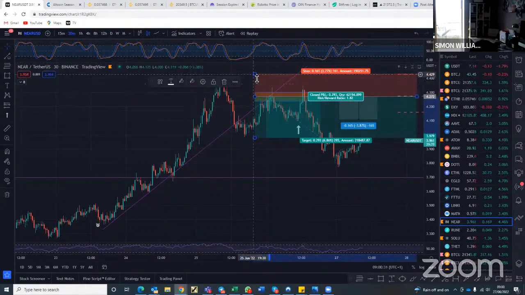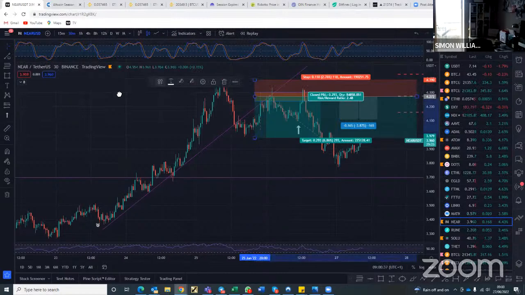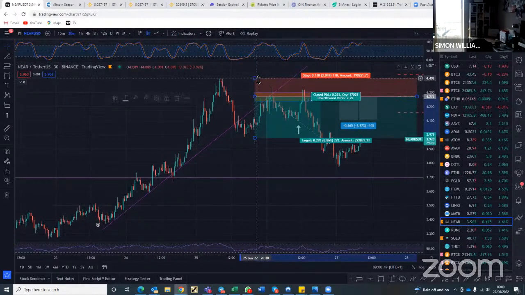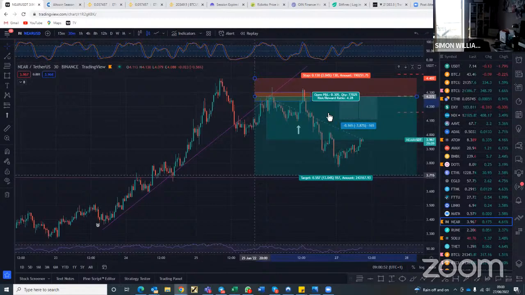If I pull this red thing down to get that out of the way, to the top, that's my invalidation point, right? Because after that, I do not want to be in this trade. I want to be out. It shows me that I've got a 3% stop. My target is probably going to be somewhere down here. So I've got a 4.28 to 1 ratio.